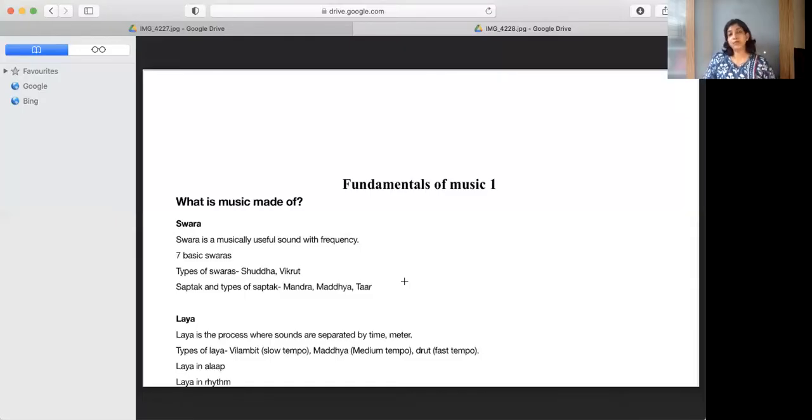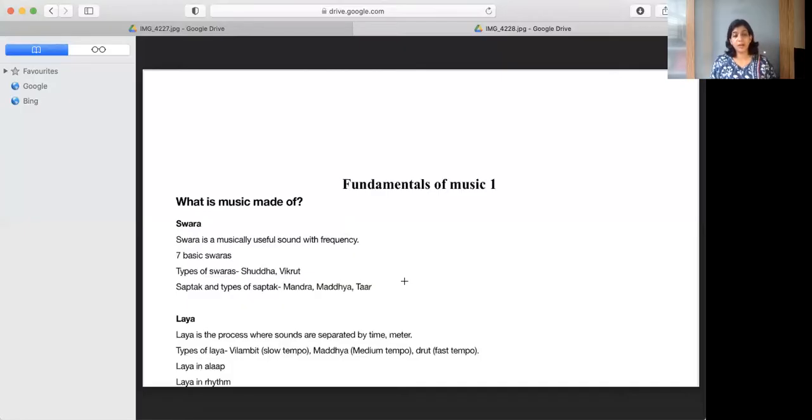So there are different types of laya. There is vilambit laya, which is called the slow tempo, the madhya laya, which is called the medium tempo, and the drut laya, which is called the fast tempo. These are the three basic layas used in singing different compositions in Indian classical music. There are compositions in vilambit, in madhya laya, and in drut laya also.